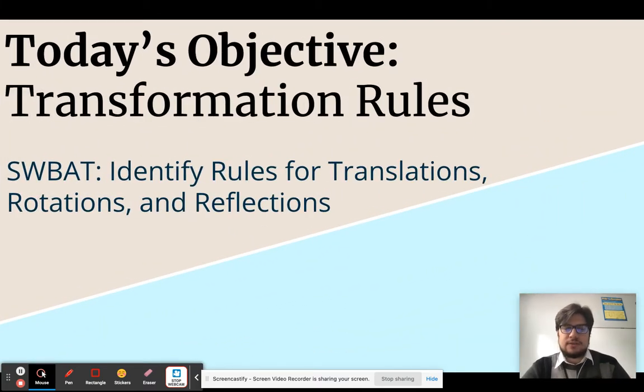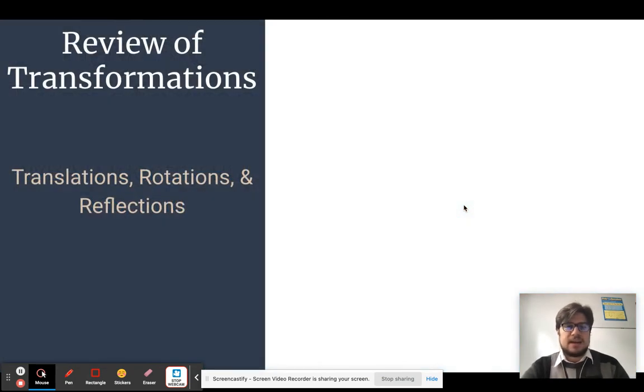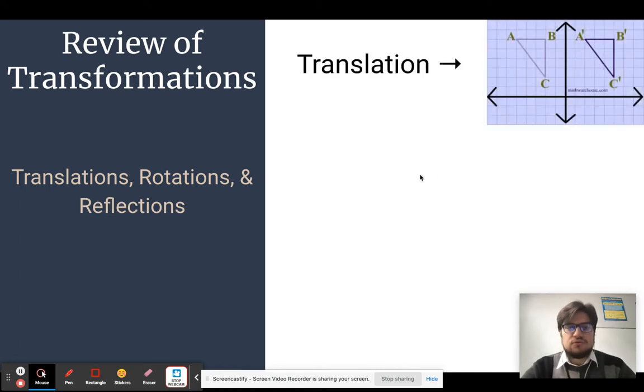We're going to identify the rules for our three types of transformations: translations, which is what we call the slide; rotation, which we said is a turn; or reflection, which is a flip. Okay, these are the types of rules we're going to discuss today. And specifically, we're looking at the actual rules that are going to be used for any type of translation, rotation, or reflection.